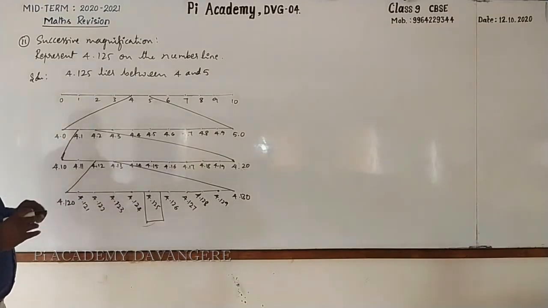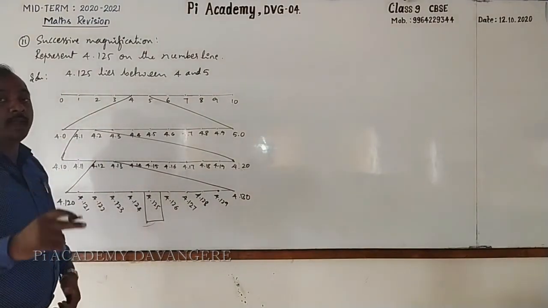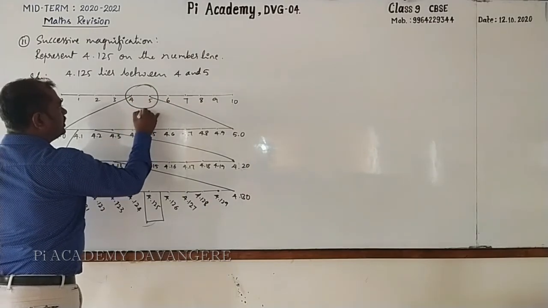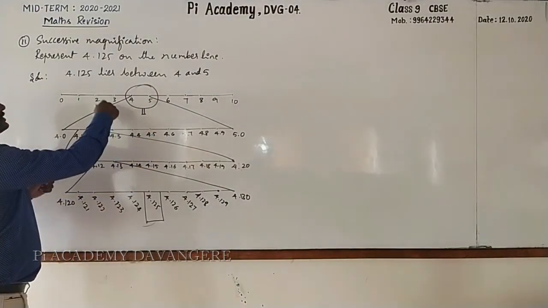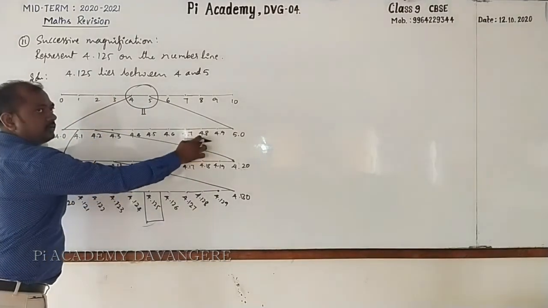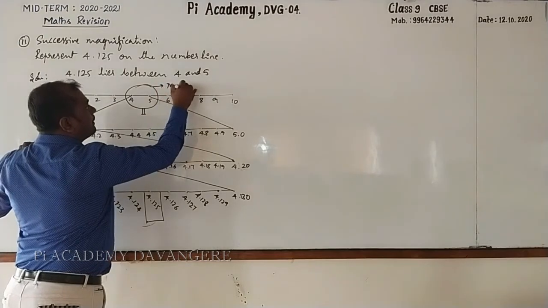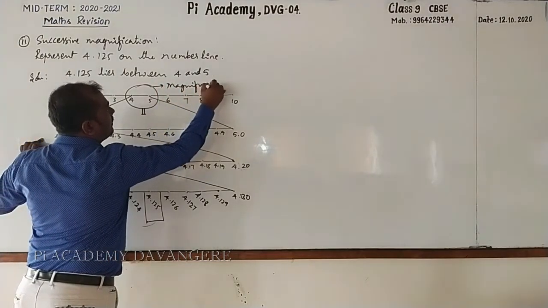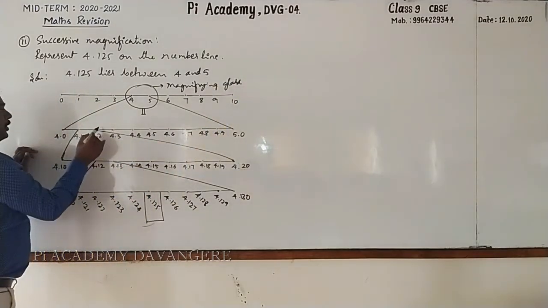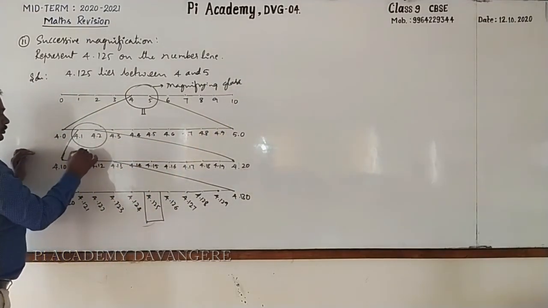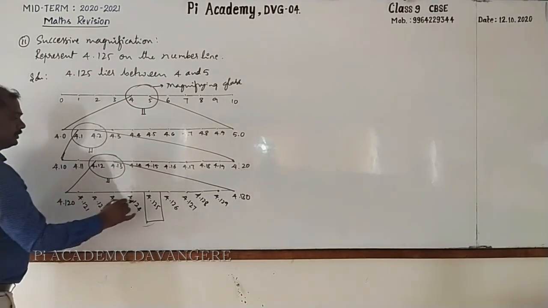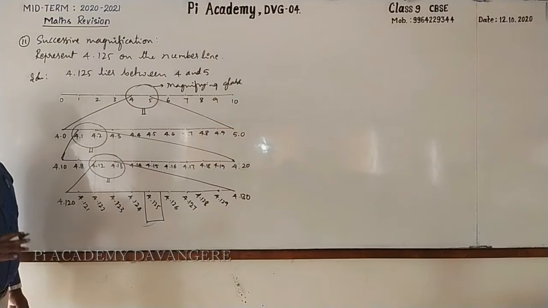But in successive magnification, we are going to use a magnifying glass. That should be shown. See, when you place the magnifying glass on 4 and 5, we get the enlarged part. That is here. This is the magnifying glass. Next, 4.1 and 4.2. This is the magnifying glass. 4.12, 4.13. Then this is 4.125.